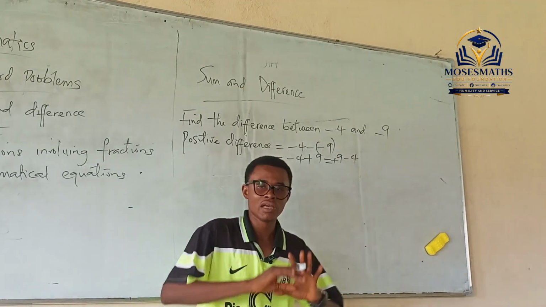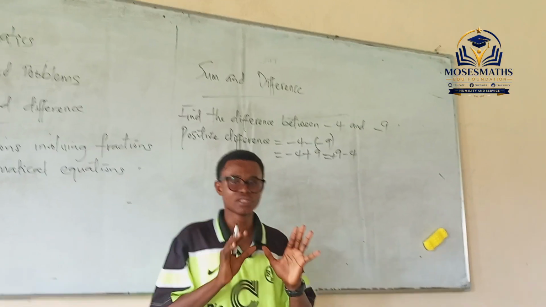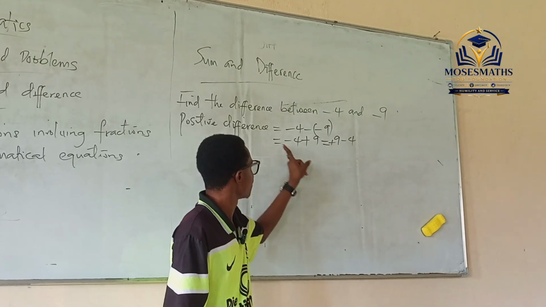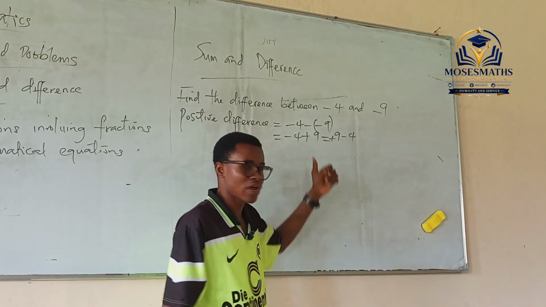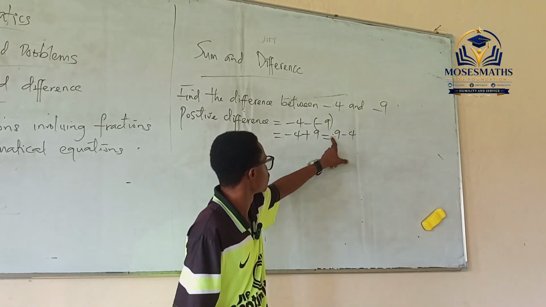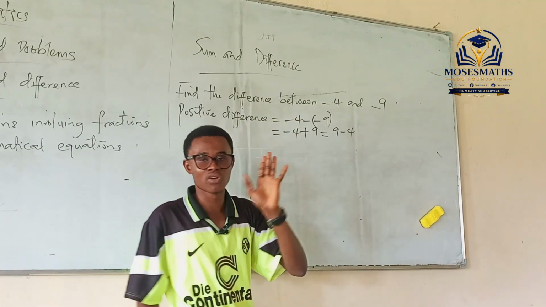I can rearrange them, but make sure that I'm not altering the signs in front of them. This is plus 9, still plus 9. This is minus 4, minus 4. But I told you, we don't normally indicate the plus here. You just leave it like that. You should know that there's a plus there.